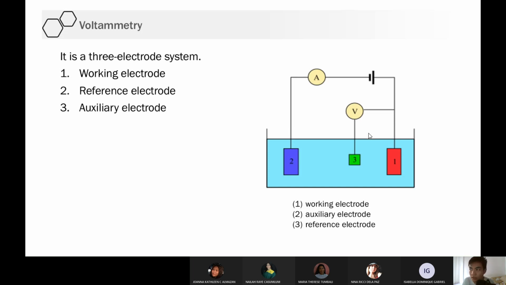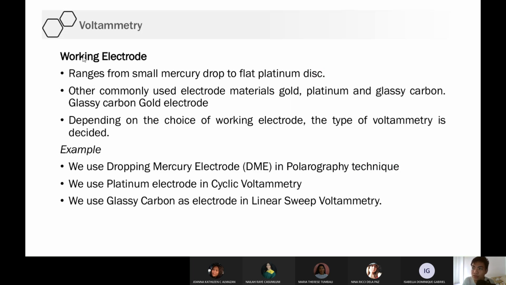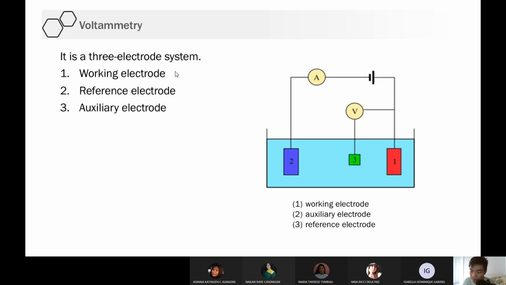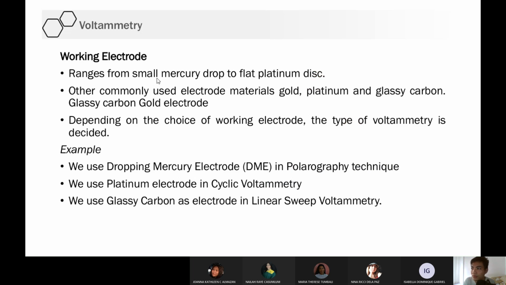We will not focus on that too much. Okay? So, for the working electrode, usually these are mercury dropping electrodes. Literal, may pumapatak na mercury doon. In this electrode, may papatak diyan na mercury. From a small mercury drop to a flat platinum disc. So, other than the mercury drop, pwede rin daw pala yung platinum disc.